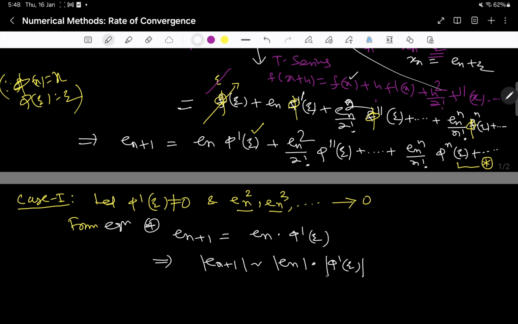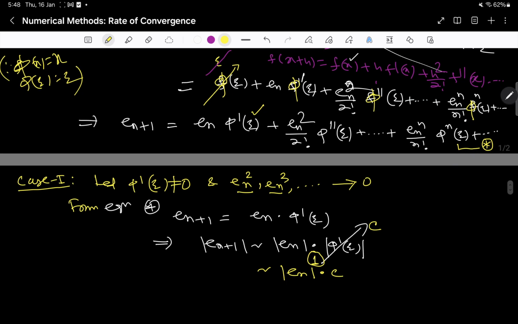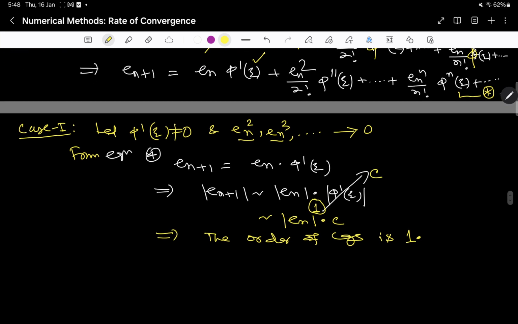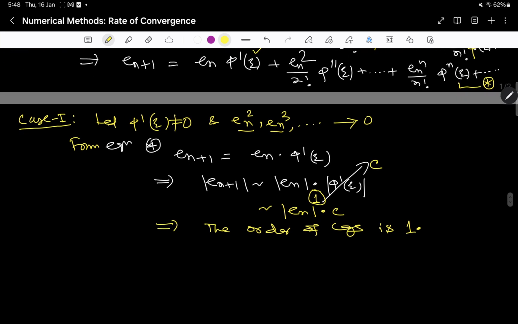Okay, if this is very close to C now, then this will be equal to C times epsilon n to the power 1. So what is the power here? The power is 1. So what is the order of convergence here now? This implies the order of convergence is 1 here.